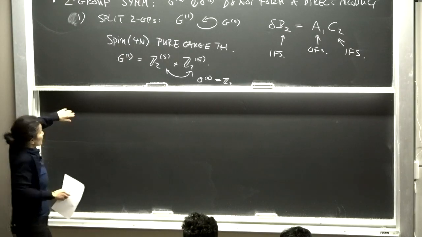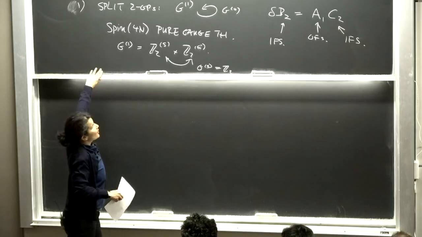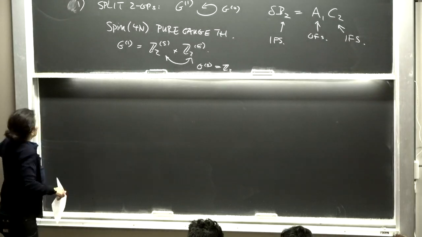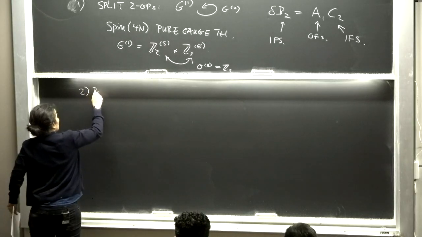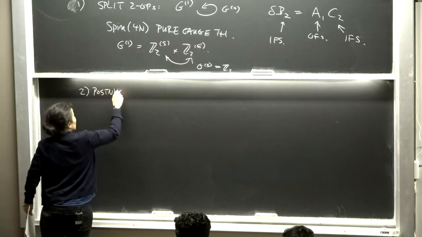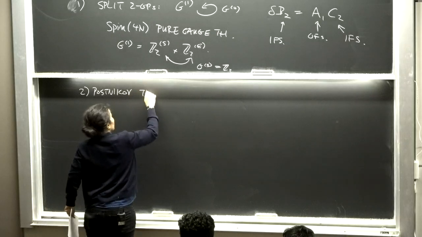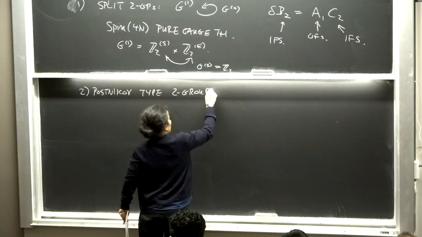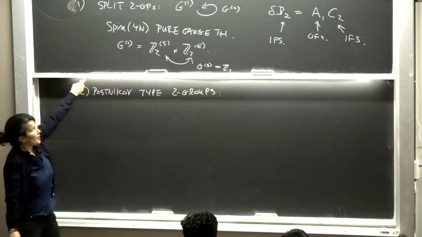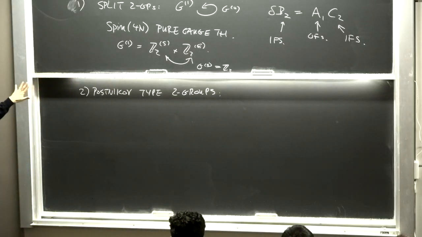There's a non-split two group, and these go under the name of so-called Postnikov type. But are there any questions about these split two groups to start with?